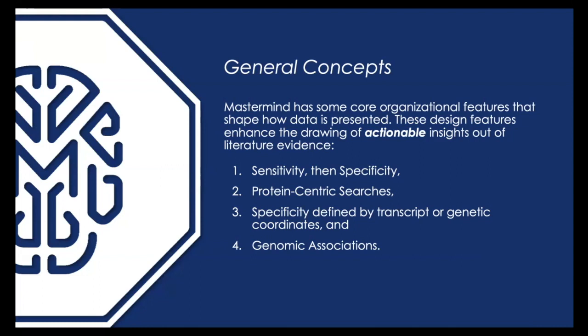Mastermind has been built from the ground up around certain and specific core features, and this construction shapes how data is presented as well as searched for. These features are designed with the intent of using literature evidence to develop real and actionable clinical and pharmacological insights while minimally affecting ease of access. These concepts are broadly defined as sensitivity then specificity, protein-centric searches, specificity via transcript or genetic coordinates, and genomic associations.